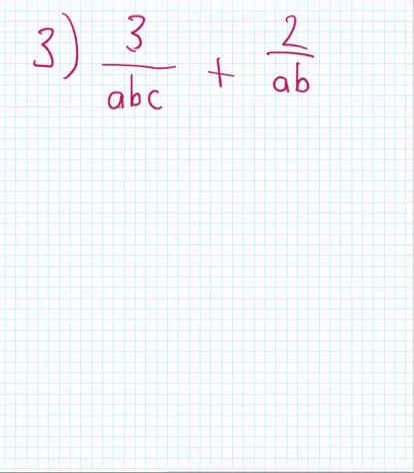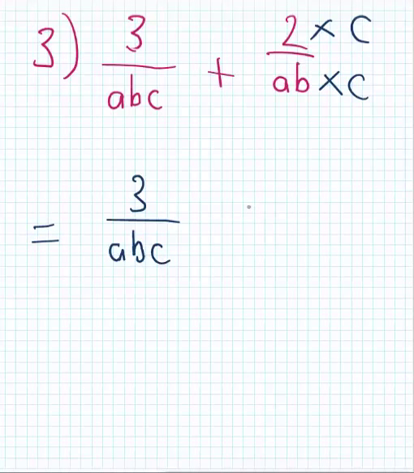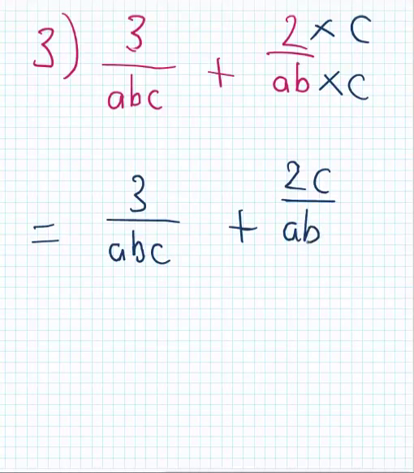Now, with our denominators, we've got a, b, c, and here we got a, b. So what is missing from this side here? I'm missing c. So all I have to do is times this side by the number c, or variable c, and times the top by c. So we end up with 3 over abc, plus we've got 2 times c, which is 2c, over abc. Because ab times c is just abc.